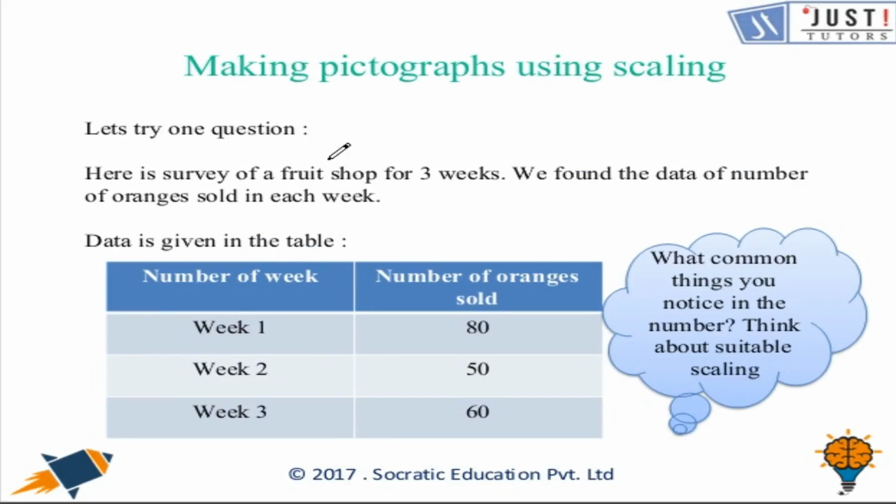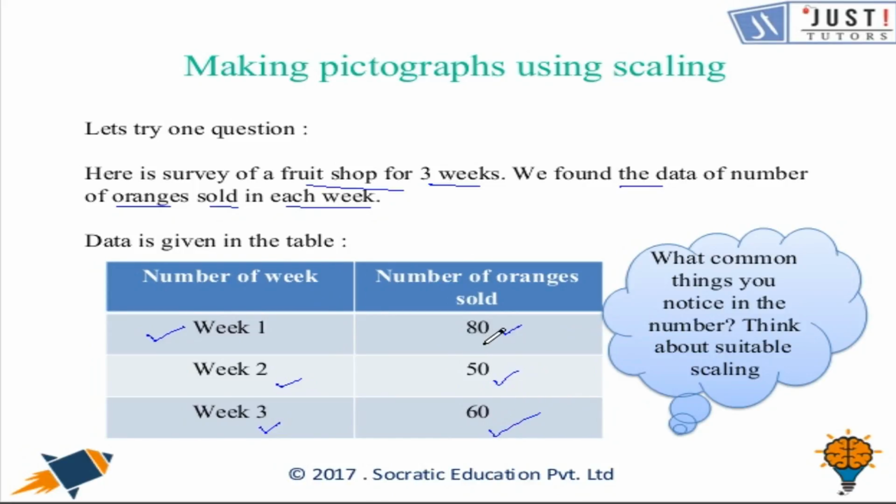Now here we have another question. Let's have a look at this question. Here is a survey of a fruit shop for 3 weeks. We found the data of the number of oranges sold in each week. So the data is given here. Week 1, number of oranges sold is 80. Week 2, number of oranges sold is 50. Week 3, number of oranges sold is 60.